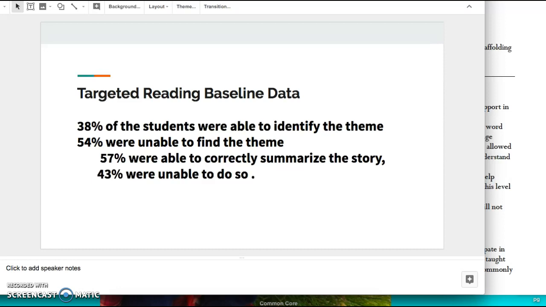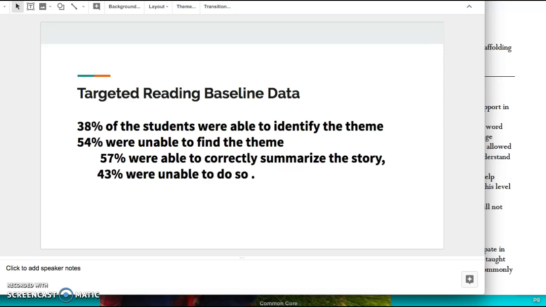However, there were still 54% of kids that weren't able to find theme, and of those, 57% were able to correctly summarize the story, but 43% of the kids weren't able to do that. So it was close to a 50-50 split of students who both didn't know the theme and also appeared to have not understood the story.